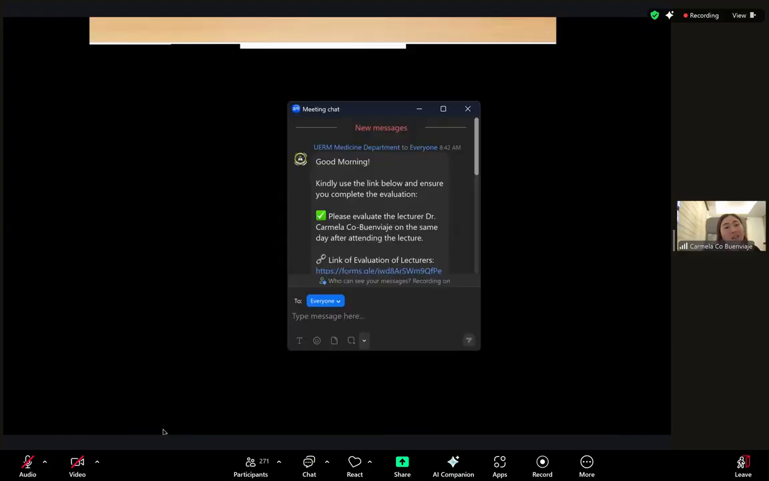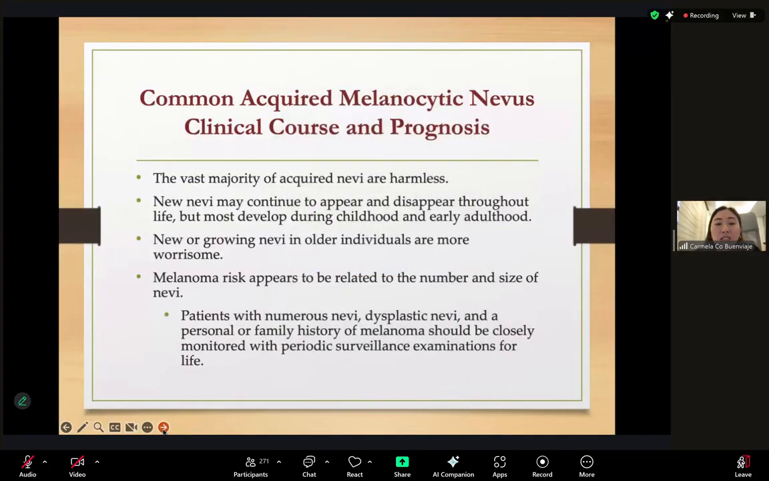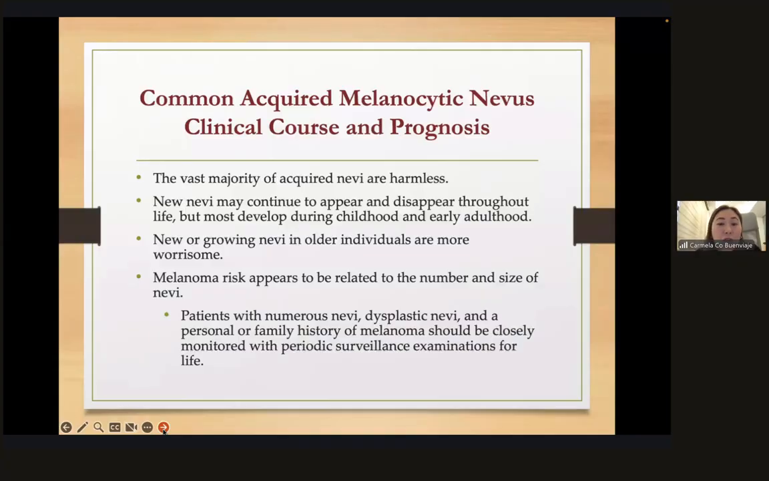Okay, so for the clinical course and prognosis, the majority of acquired nevi are harmless. New nevi may continue to appear and disappear throughout life, but most develop during childhood and early adulthood. New or growing nevi in older individuals are more worrisome, and melanoma risk appears to be related to the number and size of nevi. Patients with numerous nevi, dysplastic nevi, and a personal or family history of melanoma should be closely monitored with periodic surveillance examinations for life.